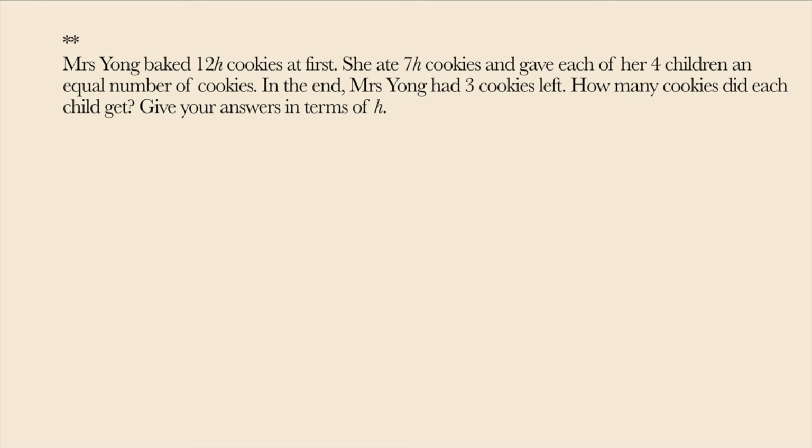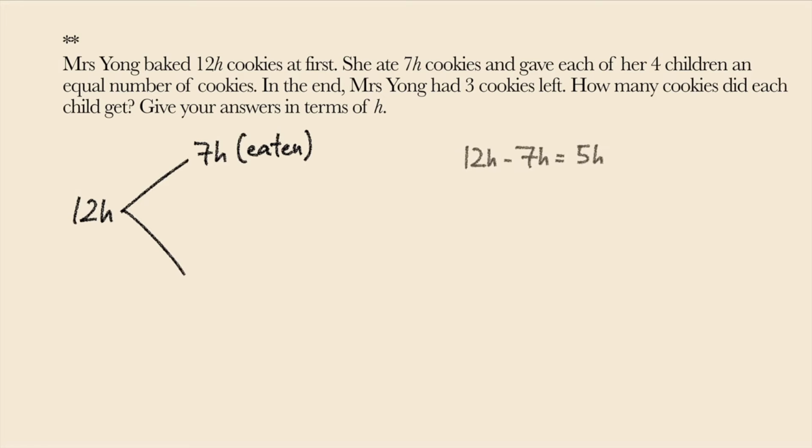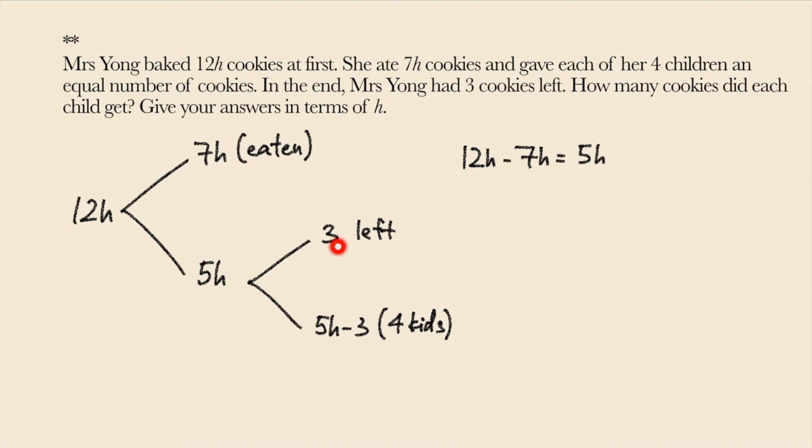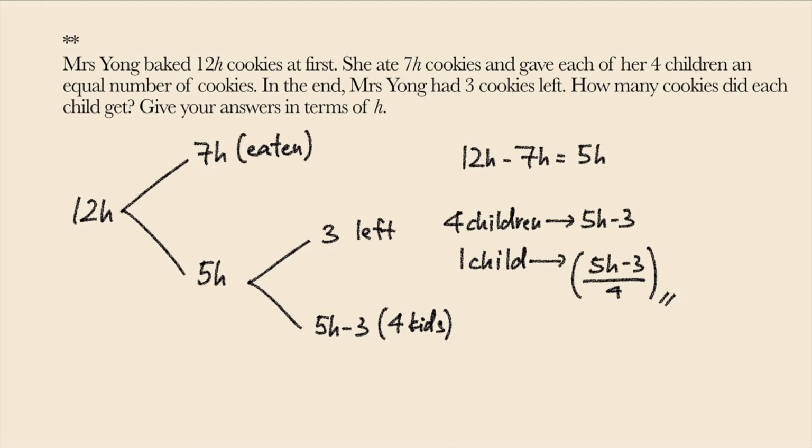Mrs. Yong baked 12H cookies at first. She ate, so that's a subtraction, 7H. So we're going to show that 7H got eaten. Well, what do you know? This is 12H, this is 7H. We can simplify that. So that's 5H left behind. And she gave each of her four children an equal number of cookies, and she's left with 3 after that. So knowing that 3 was left after what was given to the four kids, we can find out what this is. It happens to be 5H minus 3. So if four children received 5H minus 3, how many did each child get? So that would be taking this entire expression and dividing it by 4.